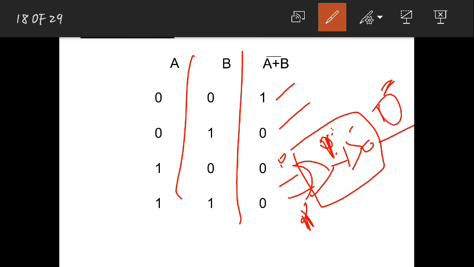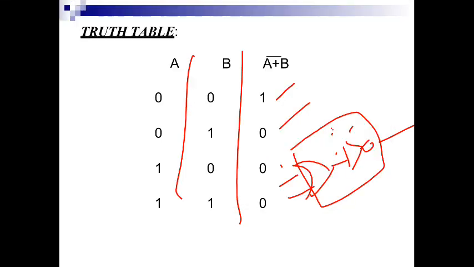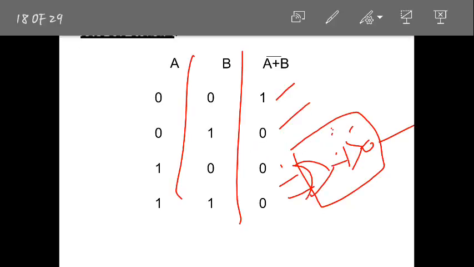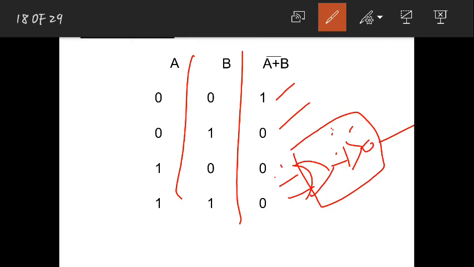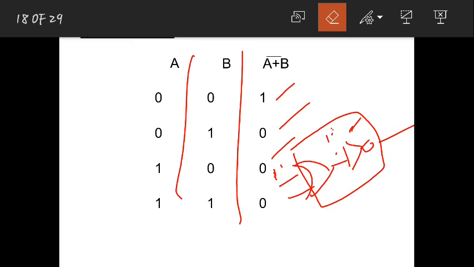So this is done. In the next case, I am just changing the inputs. If I give 1 and 0, again, if one input is 1, the output is always 1. When this 1 passes through this NOT gate, it will become 0. So even this is done. In the last case, when both the inputs are 1 and 1, the output is always equal to 1, and when this 1 passes through the NOT gate, it will become 0. So this is the output we are writing here.